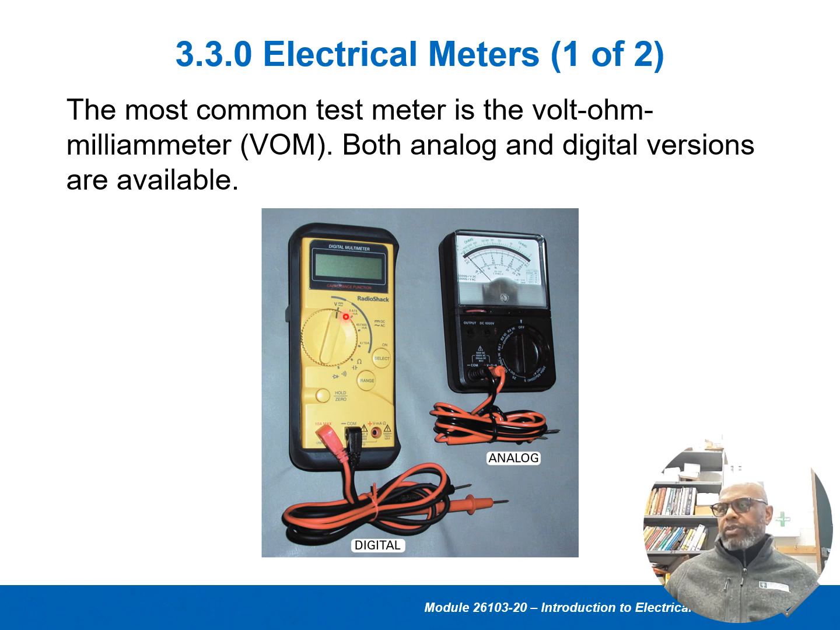This has a selector switch too, but it's used to determine if you're reading voltage, either AC or DC, current in amperage, or resistance in ohms. So both of these meters can do it. Of course, the analog has moving parts in it, so you have to calibrate it from time to time to make sure that it is operating correctly.